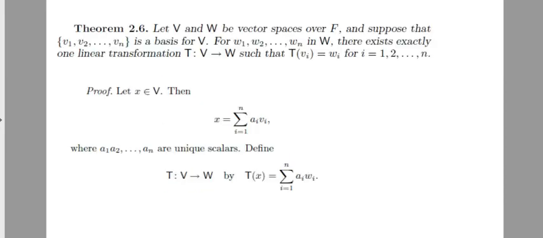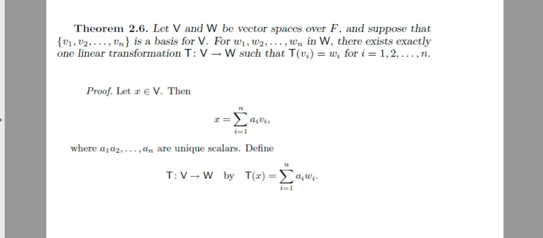Next theorem: let V and W be vector spaces over field F and suppose v1 to vn is a basis for V. For w1 to wn in W, there exists exactly one linear transformation from V to W such that each vi is mapped to wi for all i equal to 1 to n. Let us start with the proof. Let x belong to V. Since v1 to vn is a basis for V, we get x equal to summation i equal to 1 to n of ai vi, where a1, a2, ..., an are scalars which are unique. We have done this in a previous topic.